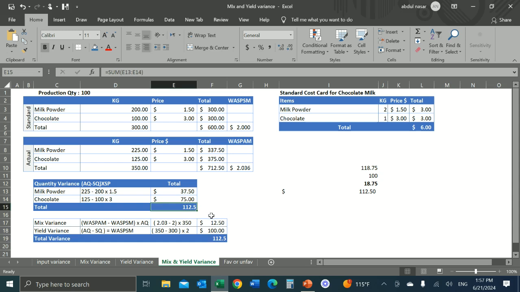So here we are only investigating further and finding out how much of the quantity variance is caused by the mix and how much is caused by the total volume of raw material used being different from the standards. So this is what actually the mix and yield variance is.